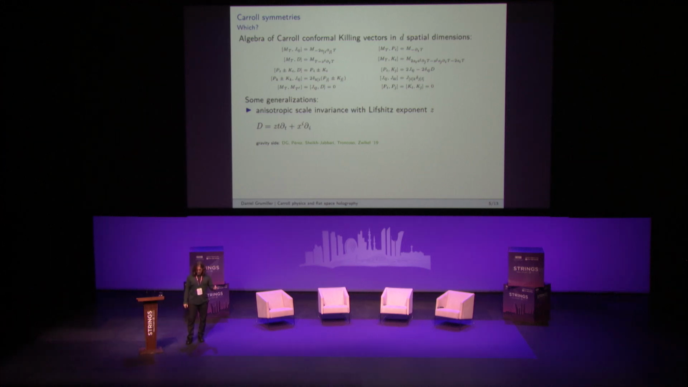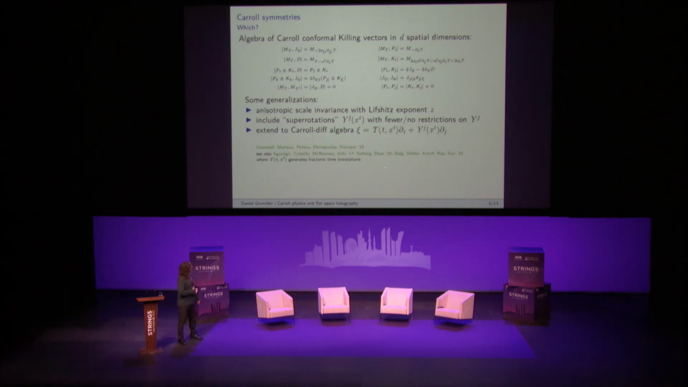The first one is rather natural. You can allow for anisotropic scale invariance. You can't do this in the Lorentzian case without breaking Lorentz boosts, but you can do this in the Carrollian case without breaking Carroll boosts, because in the Carrollian case, you already discriminate between space and time. So anisotropy is very natural there. You can lift some restrictions on the y^i, generalizing to, for instance, superrotations or spatial diffeomorphisms. You can further generalize to the Carroll diff algebra, where T depends on time and space.